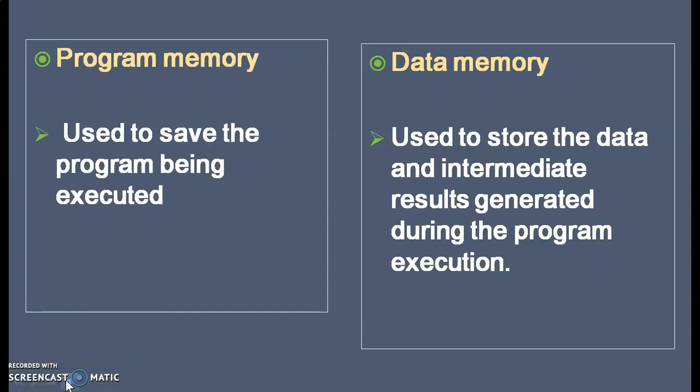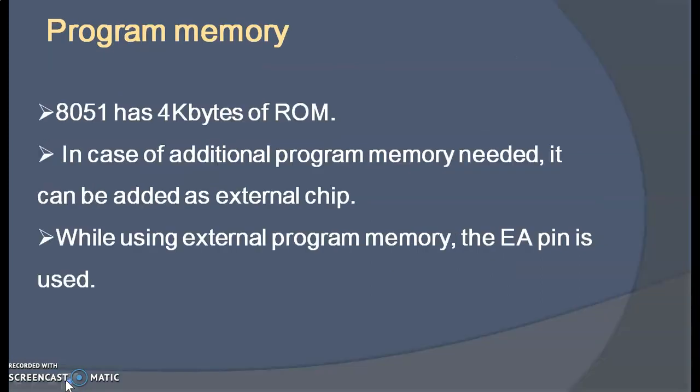Program memory, we know that it is used to store the program being executed. Data memory, on the other hand, is used to store the data and the intermediate values that are generated during the execution of the program. 8051 microcontroller has 4 kilobytes of ROM or program memory. In case if we need additional program memory, then we can add the memory as an external chip.